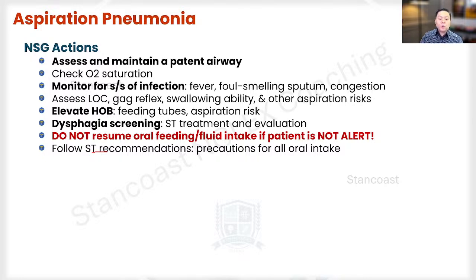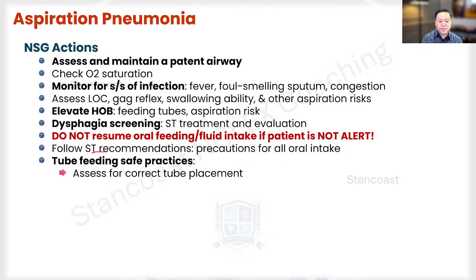Now guys, we also have to identify other tube feeding safe practices. So what are these? Well, maybe you probably have known this in the past, but I just want to make sure that we're going to go over these again because we just need to reinforce your learning as well. And so one of those is to assess for the correct tube placement. And this is basic nursing care.